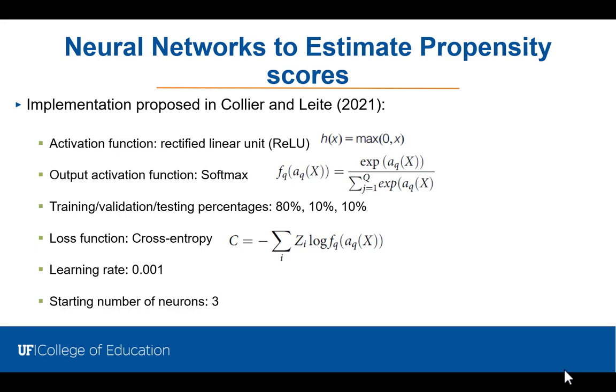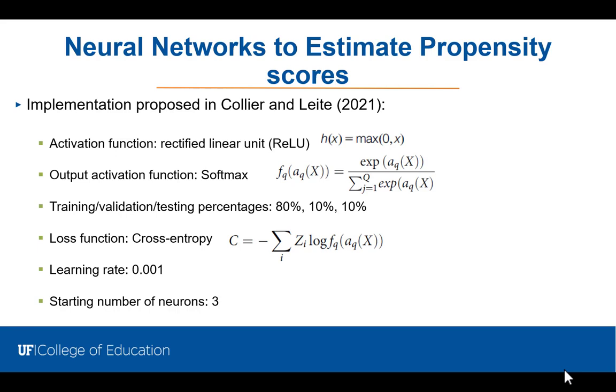So one implementation of neural networks to estimate propensity scores was proposed by Collier and Leite in 2021. For the hidden layers, they used the ReLU, the rectified linear unit activation function. For the output, they used softmax. And the reason here is because their output was multiple treatments. There were 3 different versions of the treatment. So instead of a sigmoid, which would be better for two treatments, here they had 3, so they used softmax.